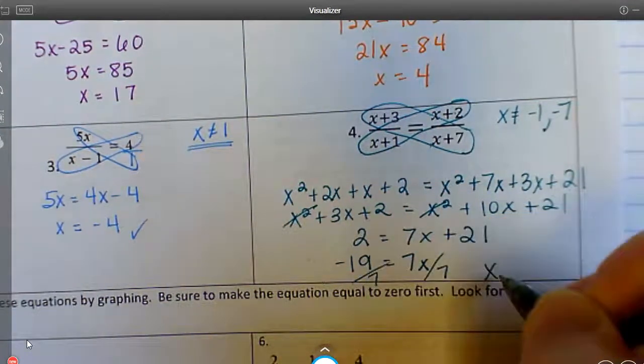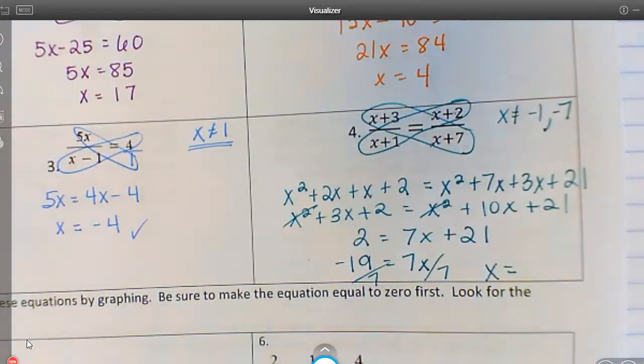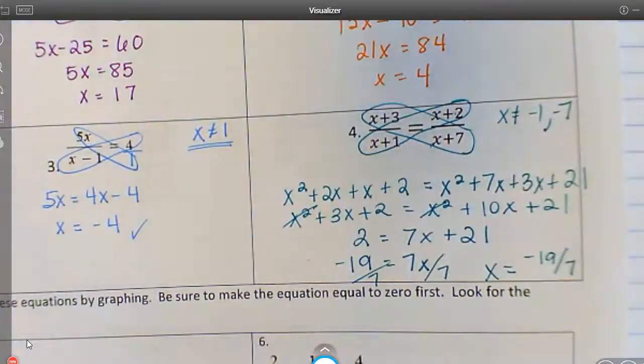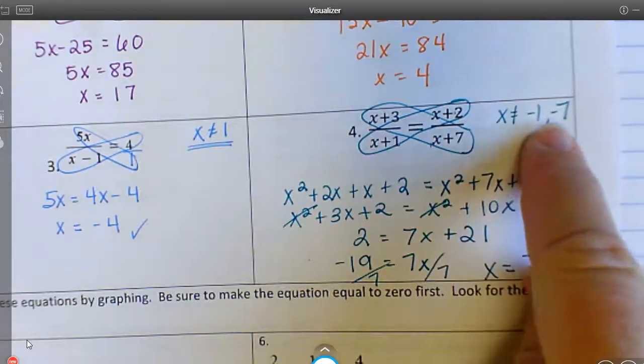You do get a decimal or a fraction. You can leave it as negative 19 over 7 or negative 2.71. I'm just going to leave it as the fraction, but your decimal is okay. So when you're working out these problems, you can have decimals, you can have fractions. I know you don't like them, but as long as it's not equal to whatever we started with, then you're good. Okay?